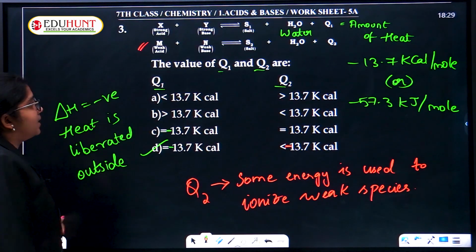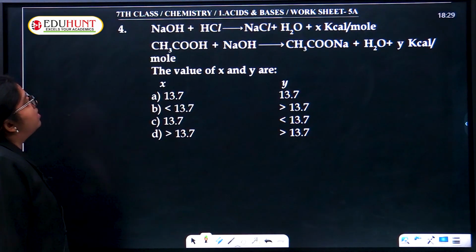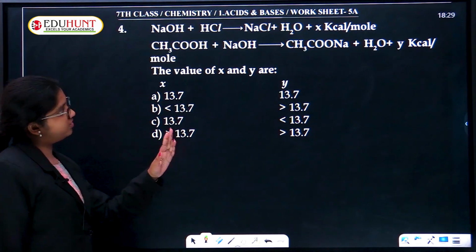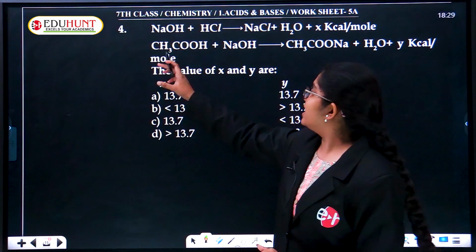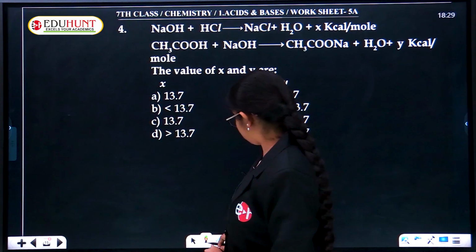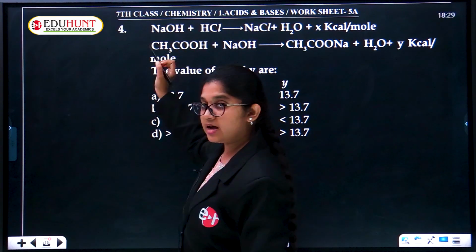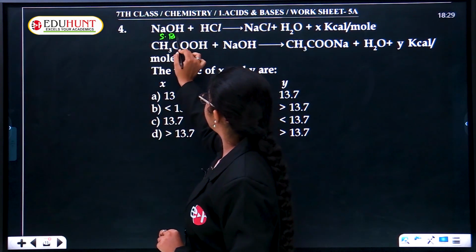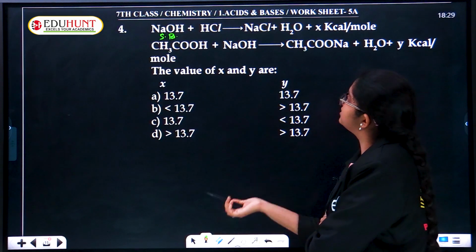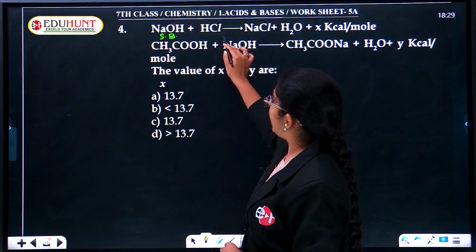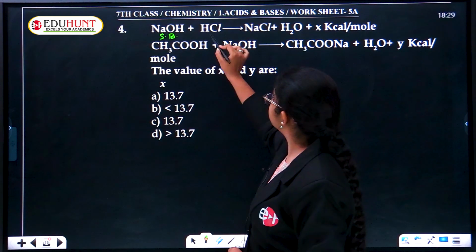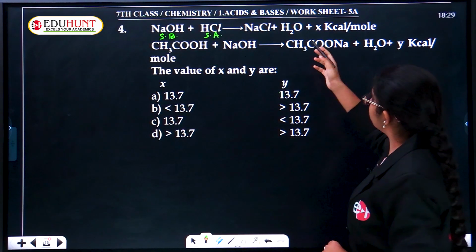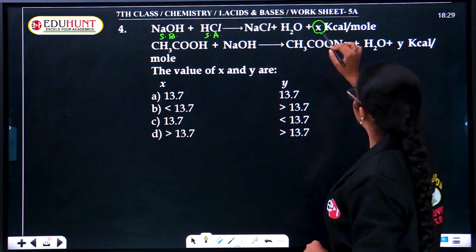Clear? Now next, question number 4. Here they gave the examples. Children, see, NaOH, named sodium hydroxide, is a strong base, SB, I'm writing over here. And HCl, hydrochloric acid or hydrogen chloride, has a strong acidic nature, SA. It gives rise to salt and water plus X kilocalorie per mole.